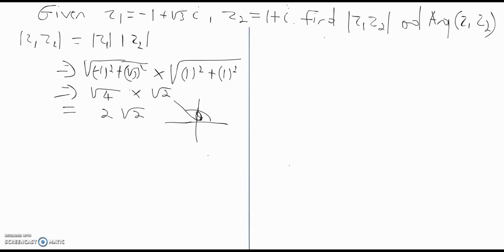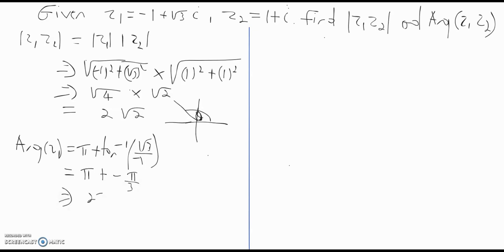Now, since it's in the second quadrant, we know we have to add pi to whatever we get. So the argument of z1 is going to be equal to pi plus tan inverse of the imaginary part over the real part. So that's root 3 over -1. This is going to give me pi plus, when I find the inverse tan of root 3 over -1, I'm going to get minus pi over 3. This is going to break down and give me 2 pi over 3.